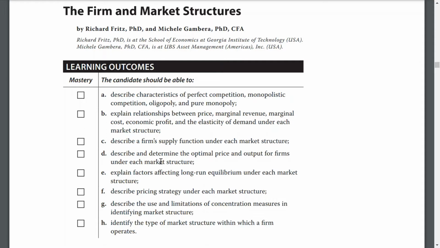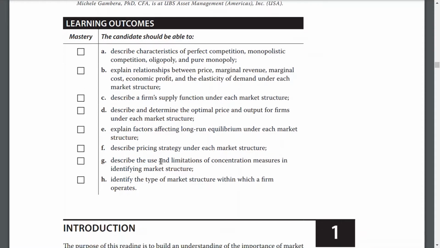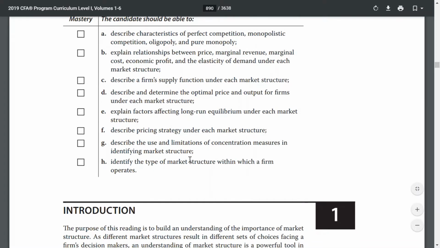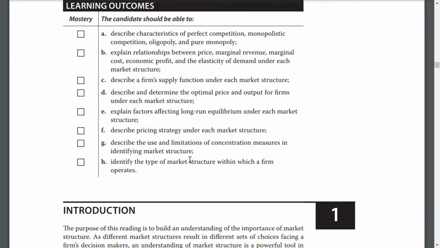Describe and determine the optimal price and output for firms under each market structure. Explain factors affecting long-run equilibrium price under each market structure. Describe pricing strategy under each market structure. Describe the use and limitations of concentration measures in identifying market structure, and identify the types of market structure within which a firm operates.